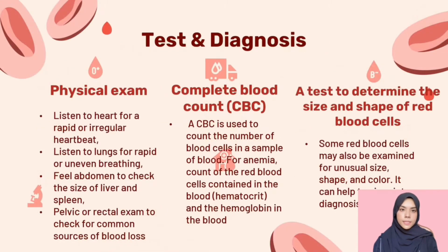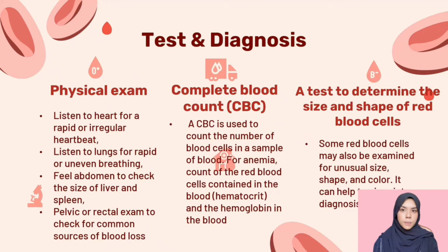Thus, there are a few tests that can be done to diagnose whether someone has anemia or not. The first test is a physical exam. We can listen to the heart for rapid or irregular heartbeat, listen to the lungs for rapid or uneven breathing, feel the abdomen to check the size of the liver and spleen, and do a pelvic or rectal exam to check for common sources of blood loss.